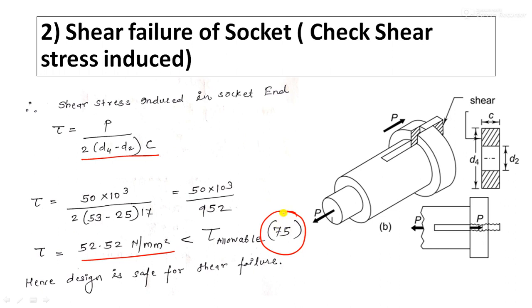So the shear stress induced in the socket, which will shear this rectangular portion of the socket, is 52.52, but it is less than allowable. So our design is safe for the shear failure. So the same process we have adopted for the spigot as well as the socket, right? Tensile failure and the shear failure.